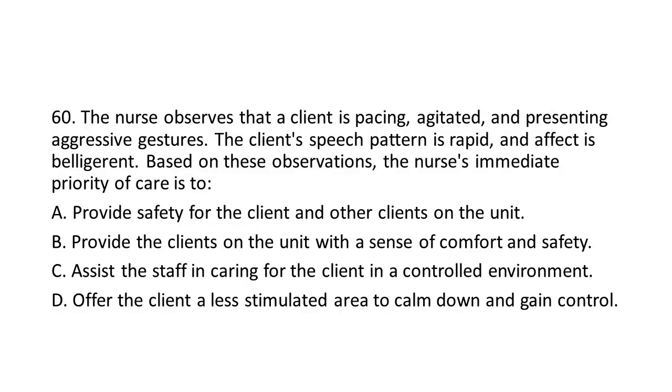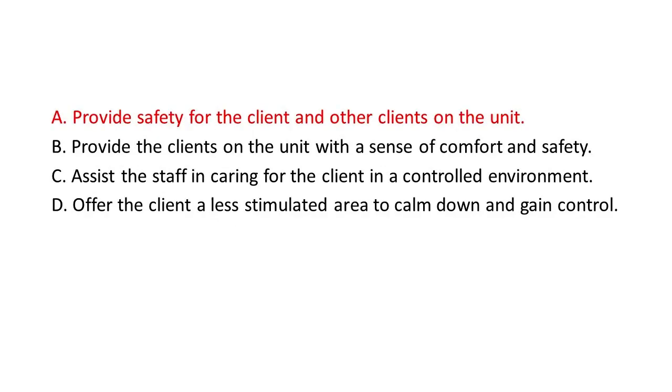60. The nurse observes that a client is pacing, agitated, and presenting aggressive gestures. The client's speech pattern is rapid, and affect is belligerent. Based on these observations, the nurse's immediate priority of care is to A. Provide safety for the client and other clients on the unit. B. Provide the clients on the unit with a sense of comfort and safety. C. Assist the staff in caring for the client in a controlled environment. D. Offer the client a less stimulated area to calm down and gain control. The answer is A. Provide safety for the client and other clients on the unit.